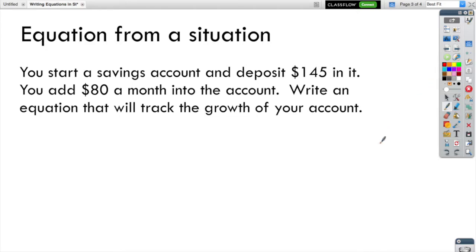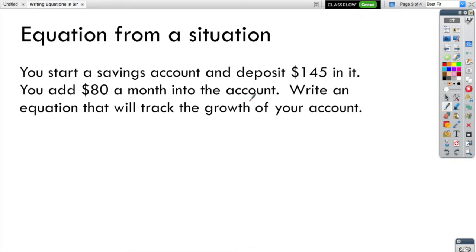All right, so here's another situation we might come across today, which is coming up with that linear equation from a situation. And this one's a typical bank account situation. You've started a bank account and you initially deposit $145 in it. So basically on day zero or month zero, you started off with $145. You have decided that in order to save money, you're going to add $80 a month into that account, just one month at a time, 80 bucks in, 80 bucks in, 80 bucks in.